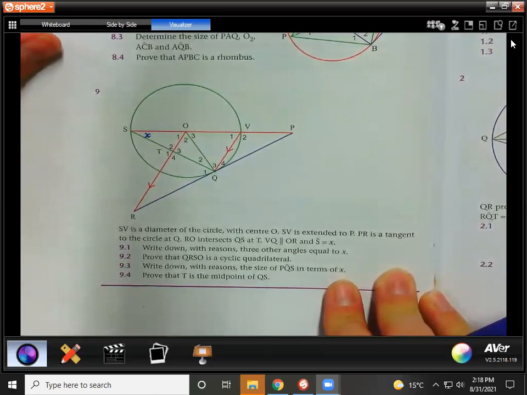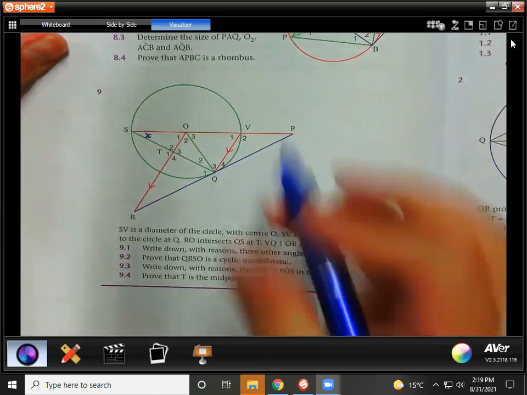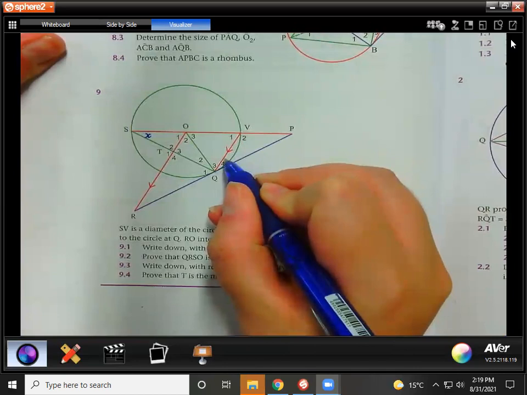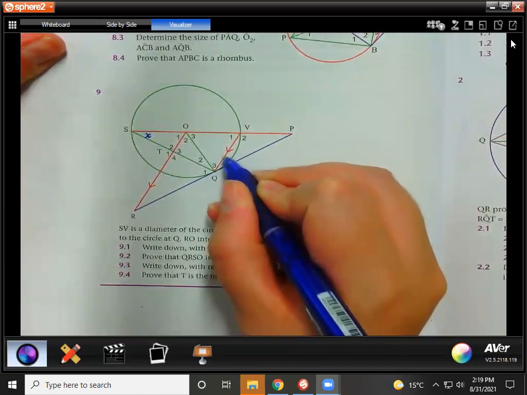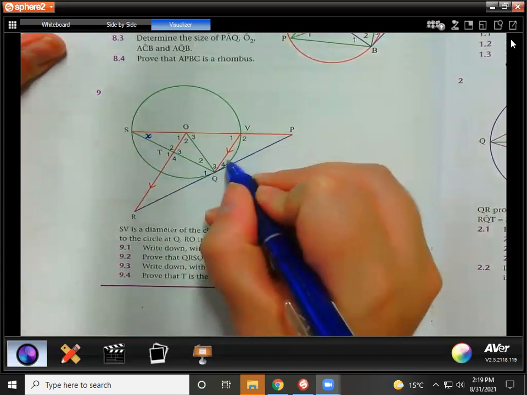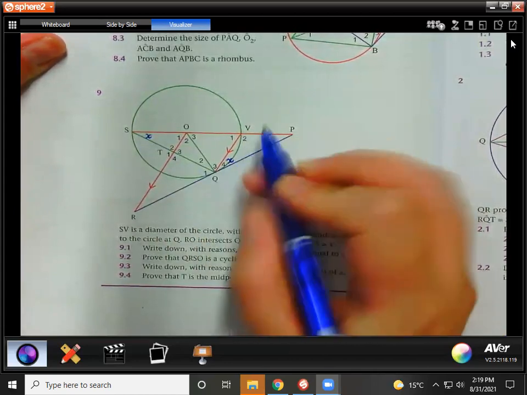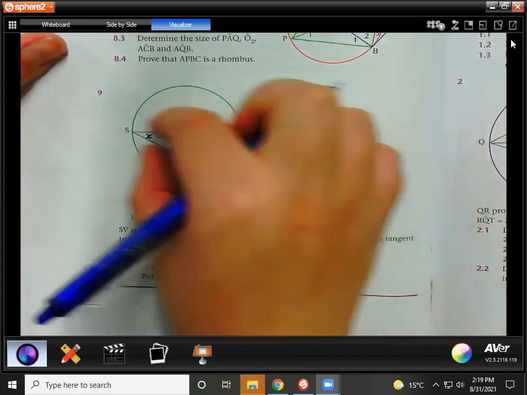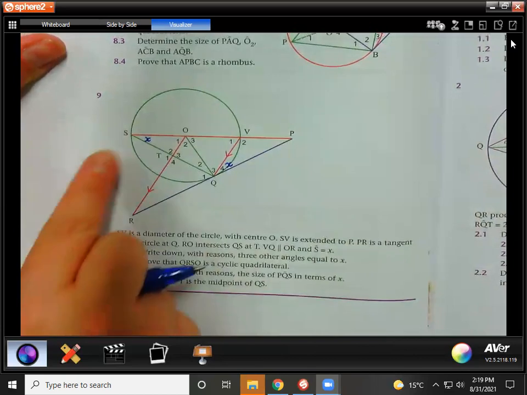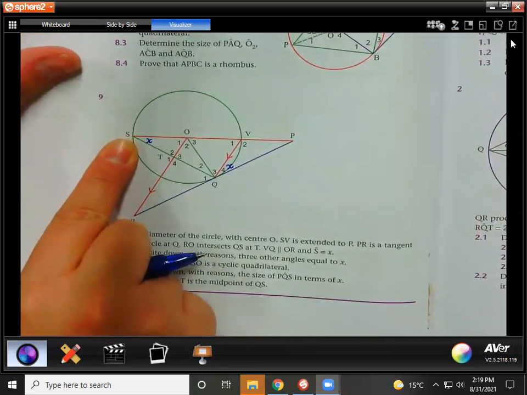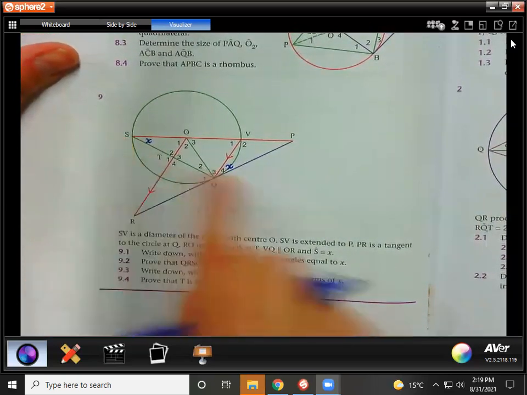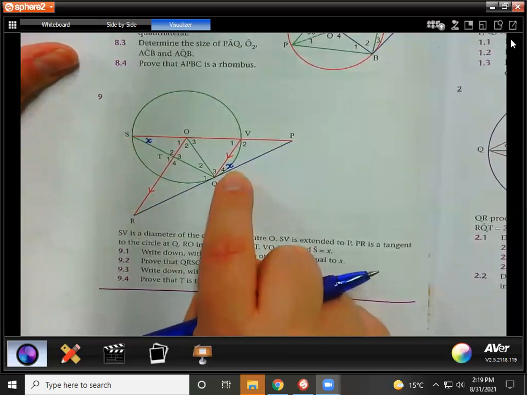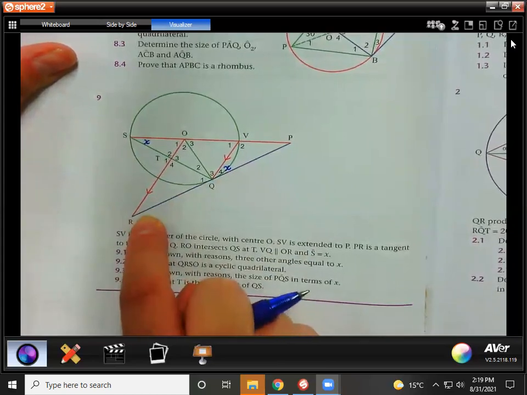The first one that I saw, I think, was Q4. Q4, tan chord theorem. Right, Q4 is an angle between the tangent and chord QV, so it should be equal to the angle subtended by QV on the other side of the chord. Right, tan chord. So I said that Q4 is equal to X. Then I said that R is also equal to X.